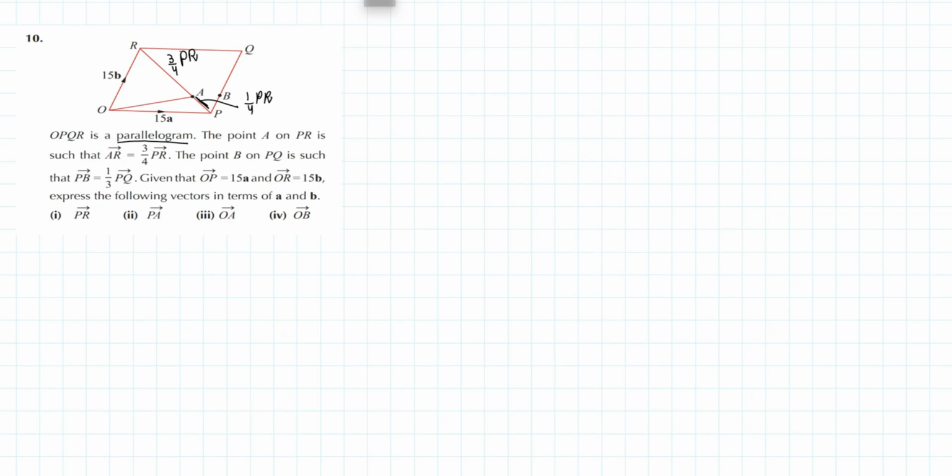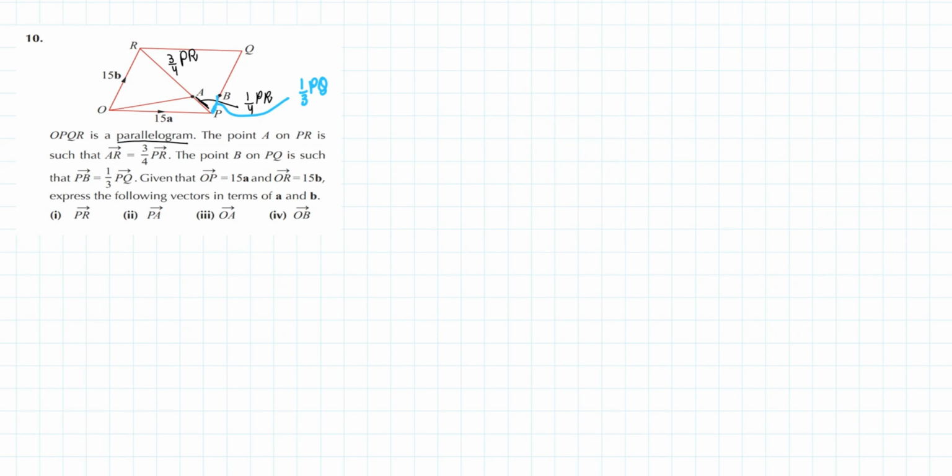The point B on PQ is such that PB is 1 upon 3 PQ. Okay, this is the PB. Let me change the color. From this point till this point is what? 1 upon 3 PQ. Okay, after this you don't have to do anything here.